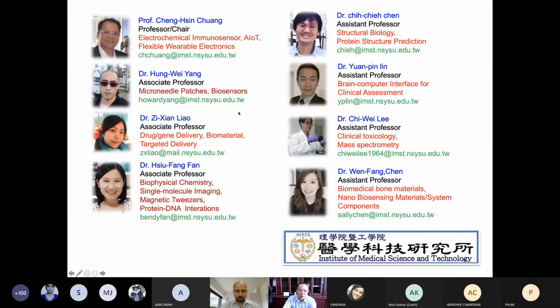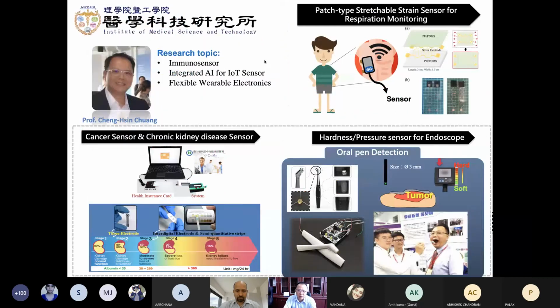Okay. So right now we have 8 professors. So we are all very young. I'm the oldest one. So now I'm the chair of this institute. So later on, I will introduce them one by one. Okay. So I'm Professor Chen-Xin Zhuang. So I am doing a lot of biosensors, and we are also doing IoT sensors like wearable, flexible wearable electronics.